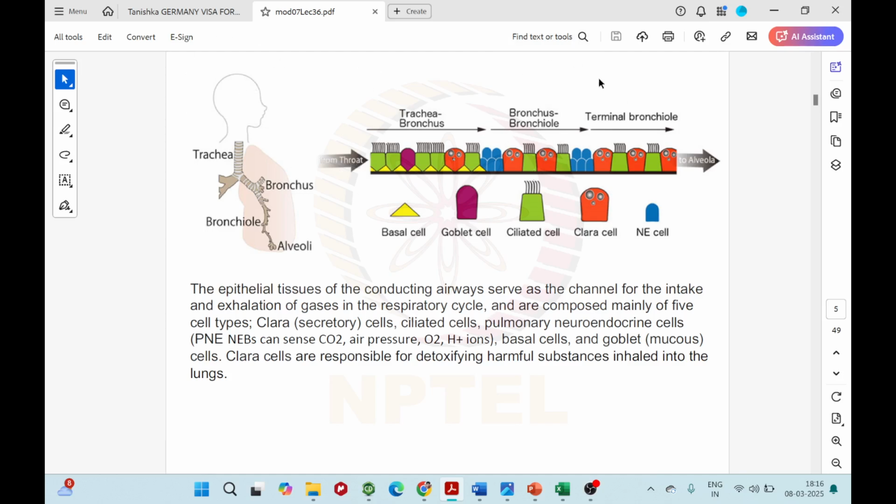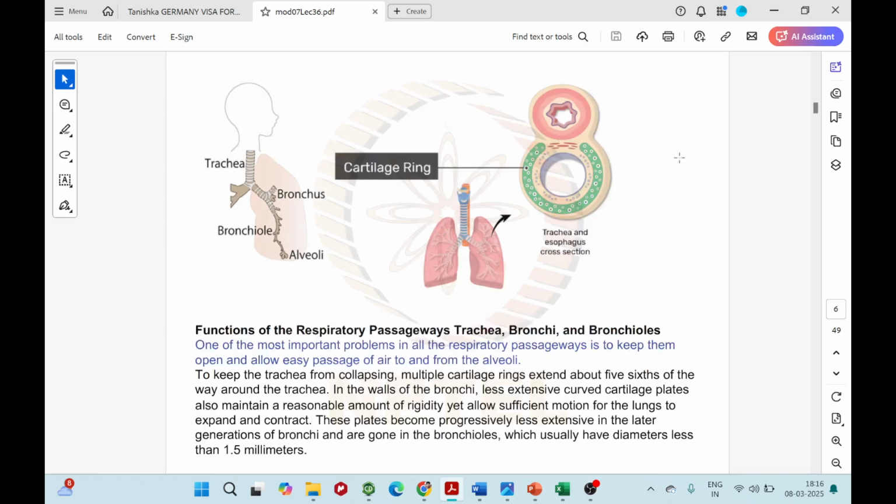Okay, then we have the bronchioles. Okay, and then we have the terminal bronchioles. And yeah, so the functions of the respiratory passageway: trachea, bronchi, bronchioles. One of the most important problems in all the respiratory passageway is to keep them open and allow easy passage of air to and from the alveoli.